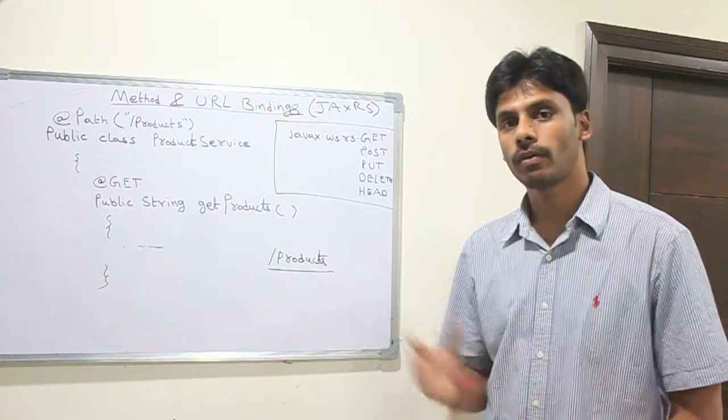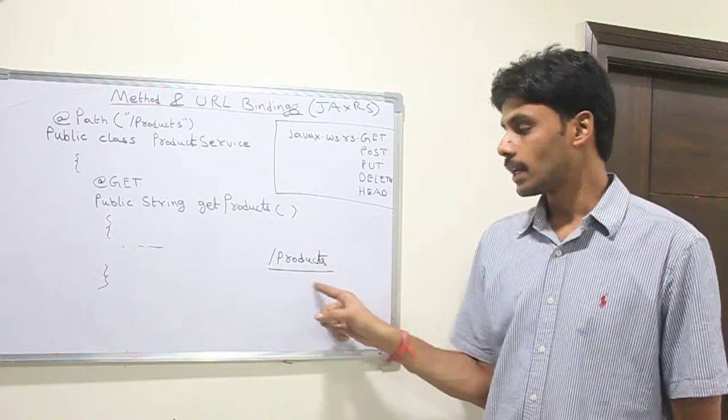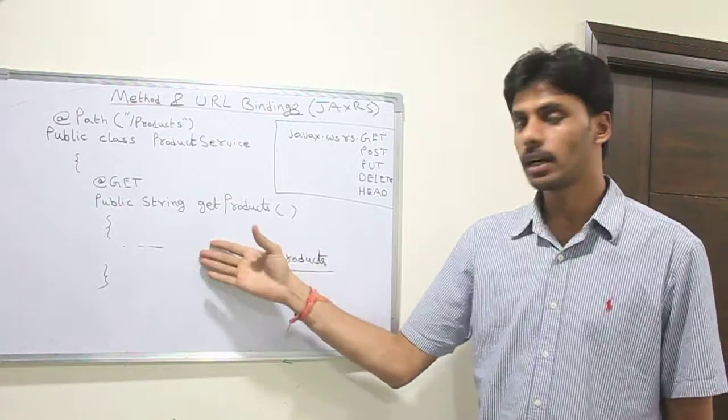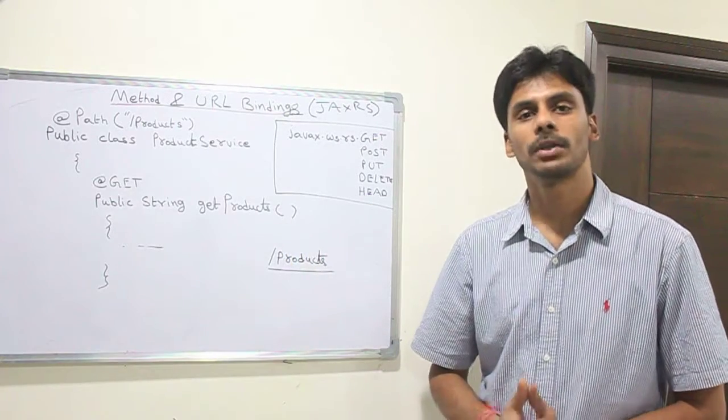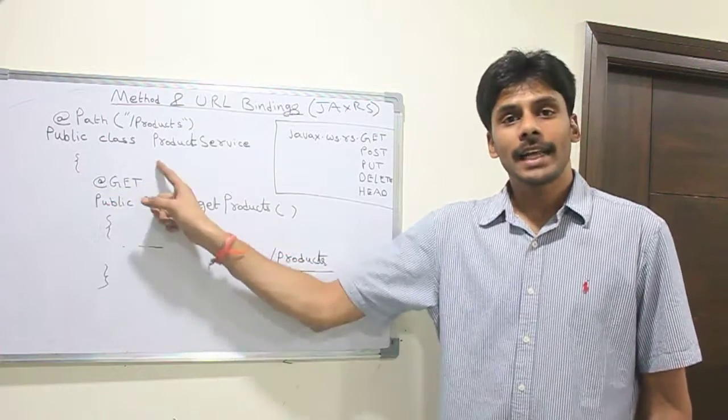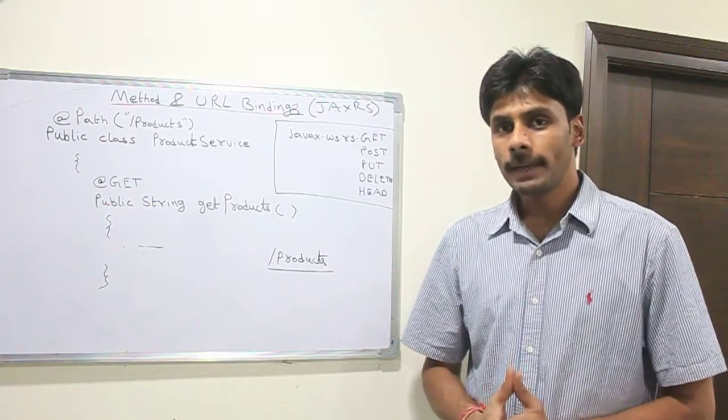So if a client of our RESTful web service hits the URL, automatically the browser will use a GET method, and this method will return all the products, which will go back to the browser. It's that simple. The GET annotation by itself doesn't do anything.